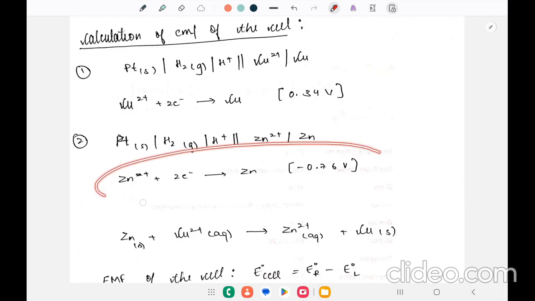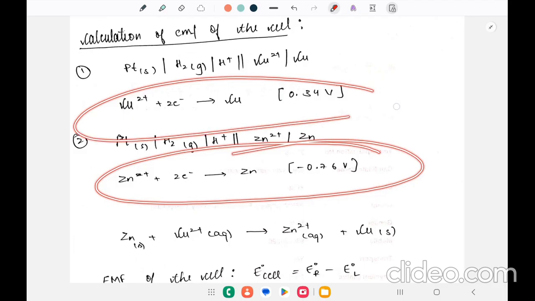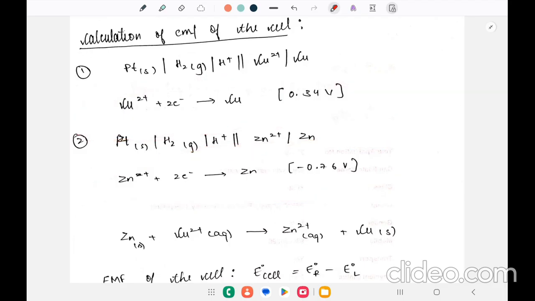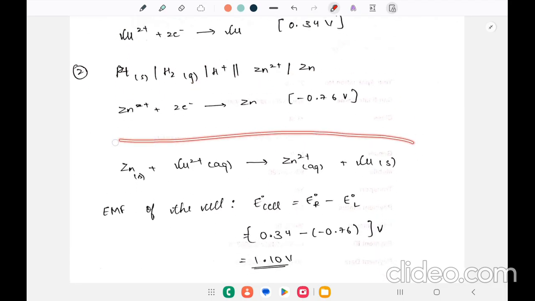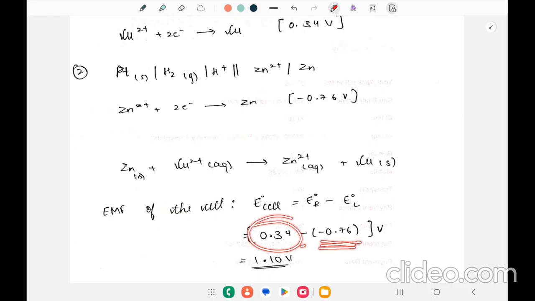So this will be taken in the oxidation half cell, and this will be taken in the reduction half cell, and the overall reaction will be like this. And we can calculate the EMF, that is what is taken on the right side minus what is taken on the left side. So we get the electrode potential to be 1.10 volt.